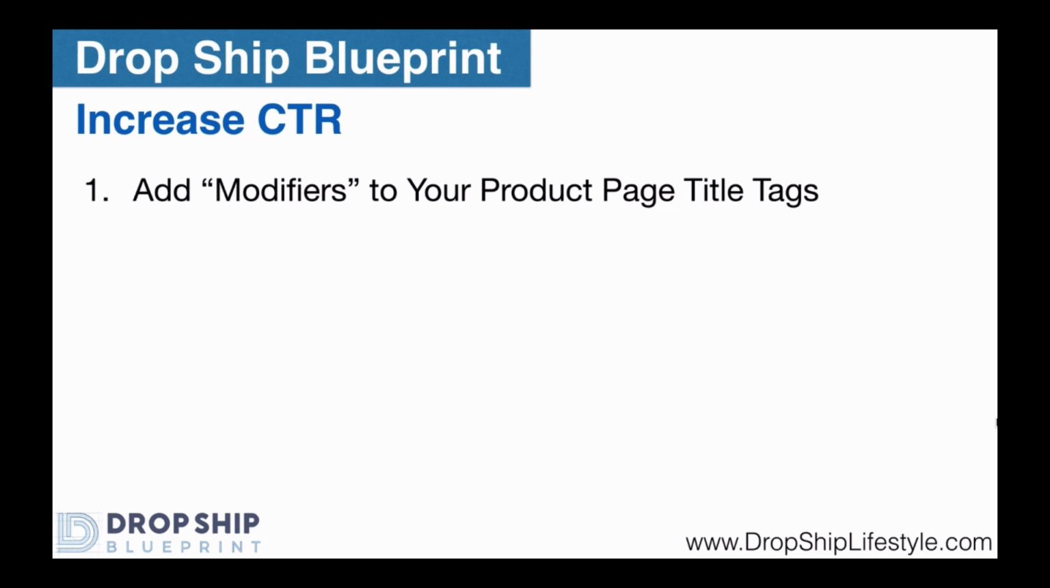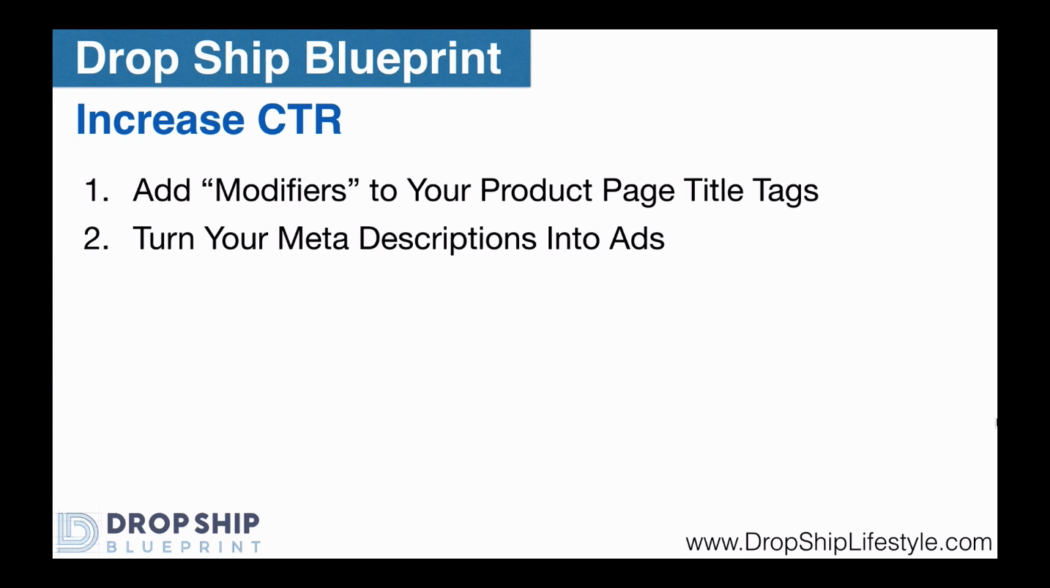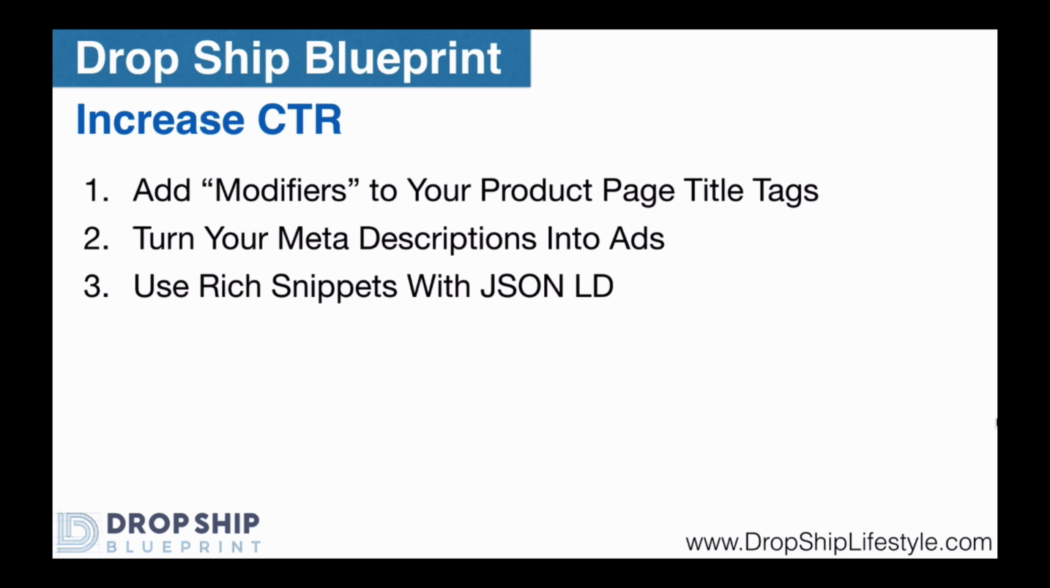So the first is adding what I call modifiers to your product page title tags, and I'll show you exactly what that looks like in a minute, don't worry. The next thing we do is turn our meta descriptions into ads. So we basically, again, use a little copywriting and turn our normal boring meta descriptions into ads. And then one of my favorite things is using rich snippets with JSON LD. And if that sounds like a foreign language to you right now, don't worry, we're going to cover it all, okay?